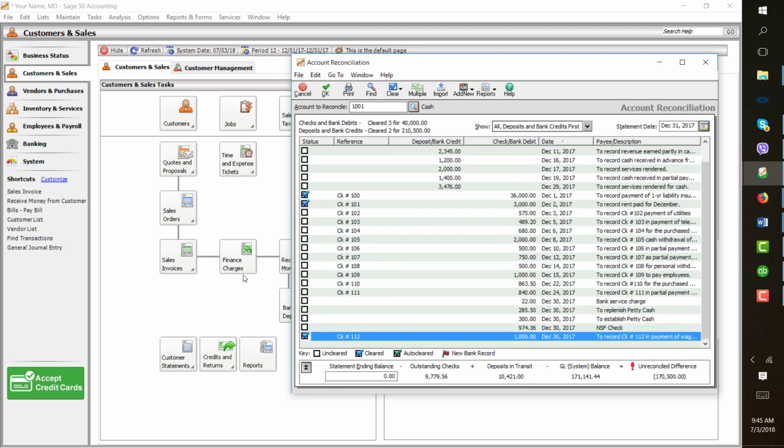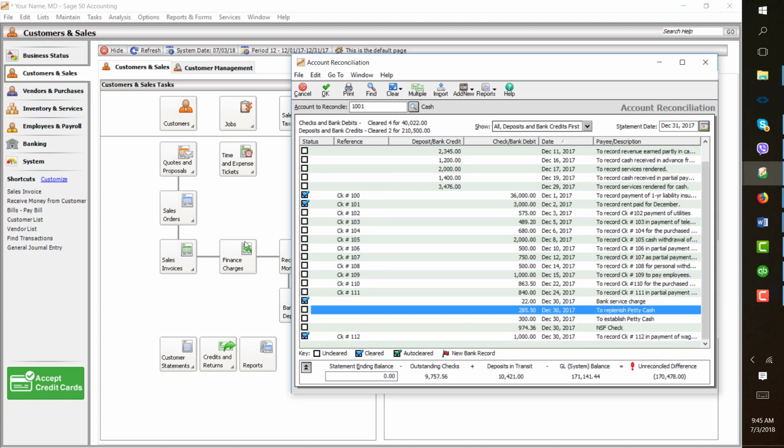Observe that some of the checks that the company had written and found in the general ledger may not appear in the bank statements. These checks are outstanding checks, meaning they have not been presented to the bank for payment. Some of these outstanding checks may appear in the next month's statement.